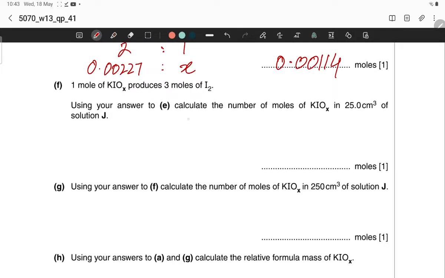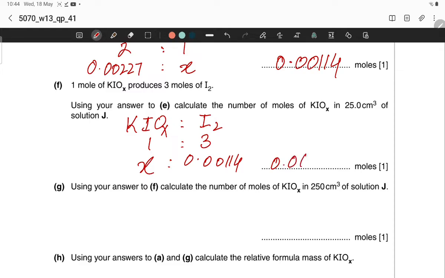1 mole of KIO_x produces 3 moles of iodine. Use your answer to E to calculate the number of moles of KIO_x in 25 cm³ of solution J. The ratio of KIO_x to iodine is 1 mole to 3 moles of iodine, and the iodine moles are 0.00114, so the KIO_x moles are x. This is equal to 0.0038.